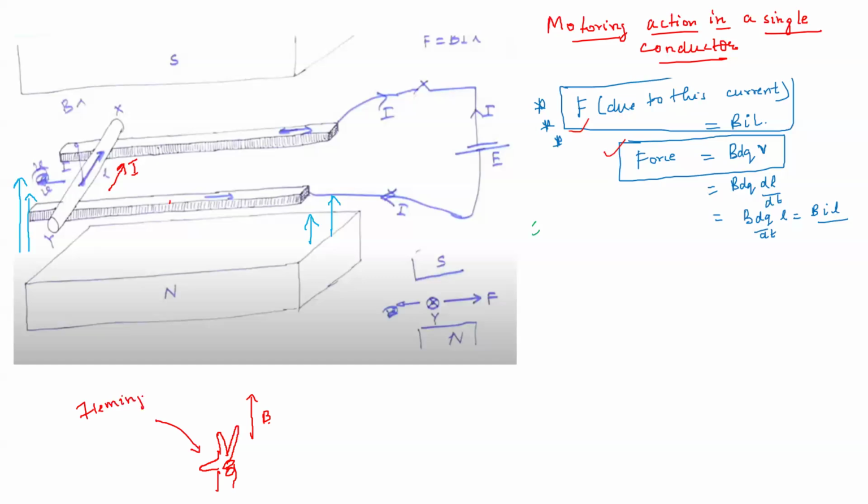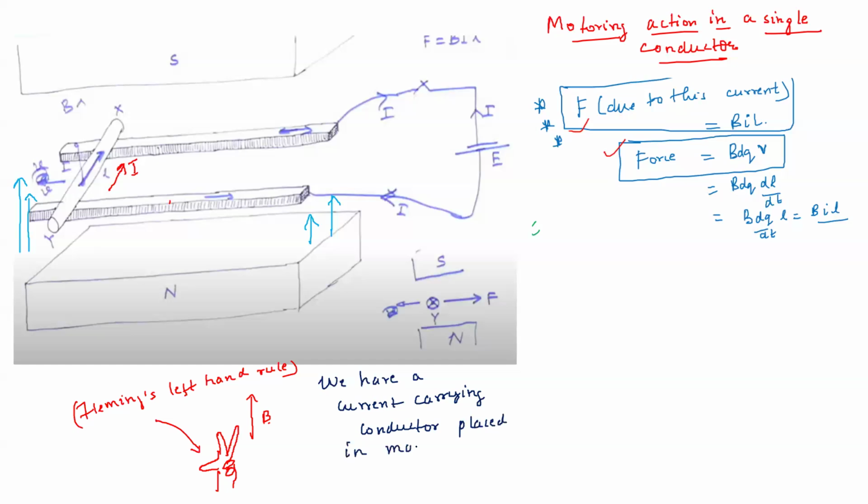Fleming's left hand rule. So what we have is a current carrying conductor placed in a magnetic field. You will see that your thumb will point towards the direction of motion.